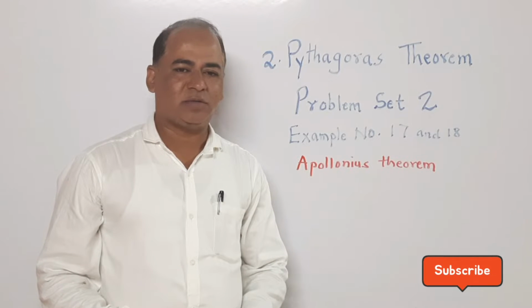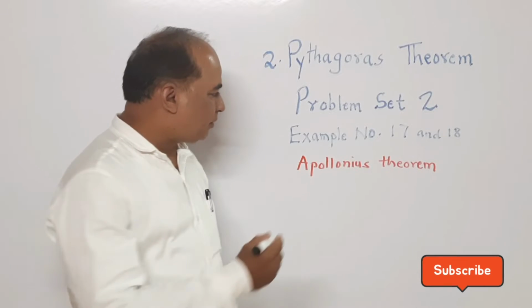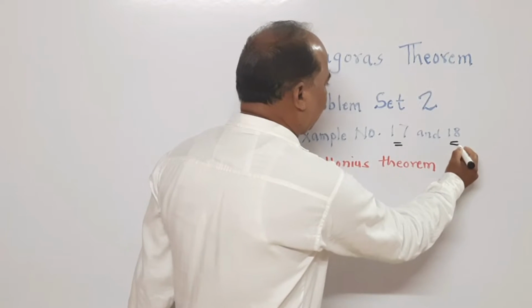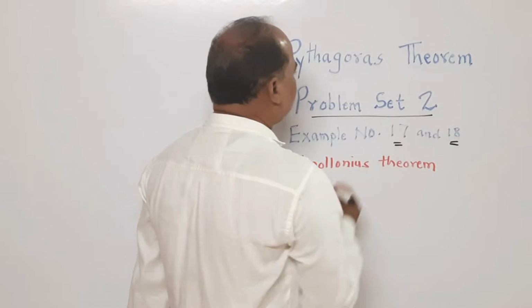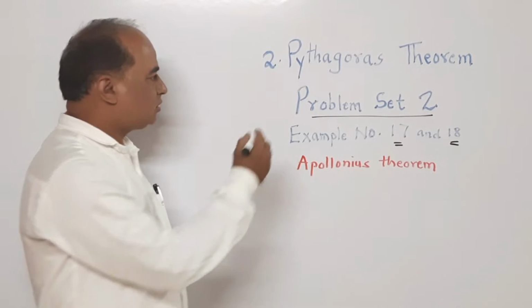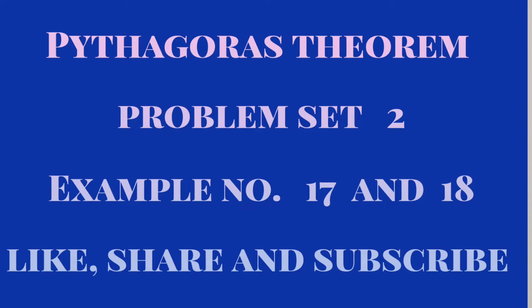Assalamu alaikum warahmatullahi wabarakatuh. In this video, we will solve example number 17 and 18 from problem set 2 of chapter Pythagoras Theorem, which are based on Apollonius Theorem.